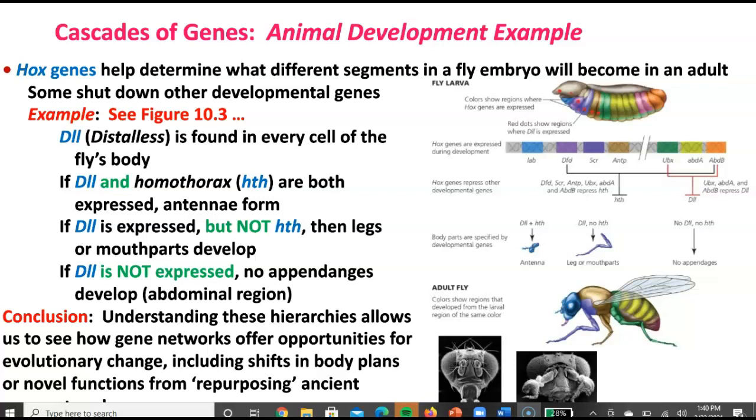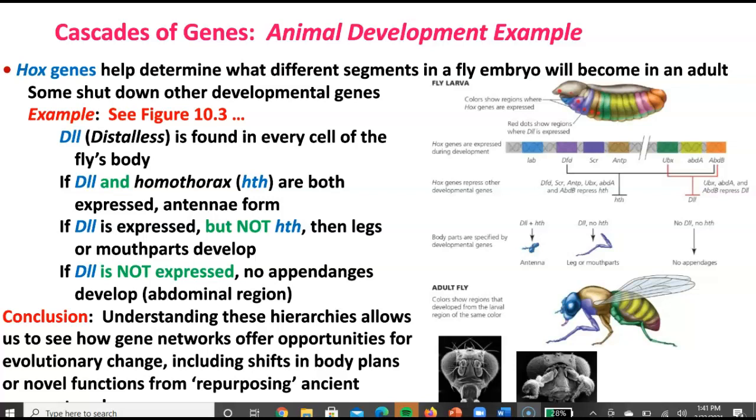So we have this developmental gene called distalis. And of course, this gene, like any gene, is found in every single cell of the fly's body. And we have another gene called homothorax, abbreviated HTH. So those are the two key developmental genes that we're looking at for this example, to show how these two genes in various combinations control the development of certain body parts going on certain places of the fly's body.